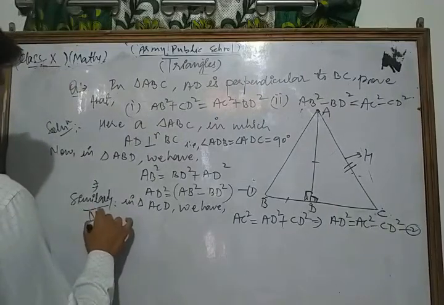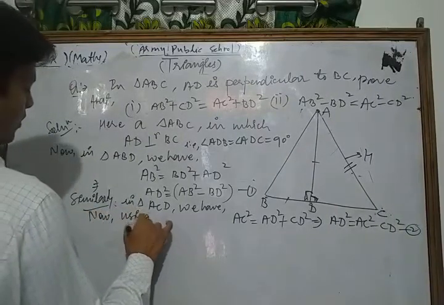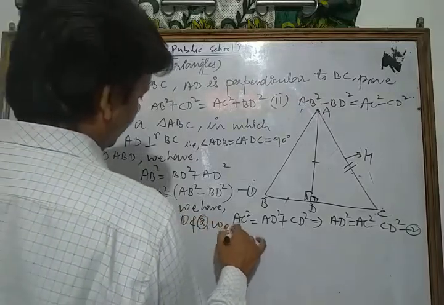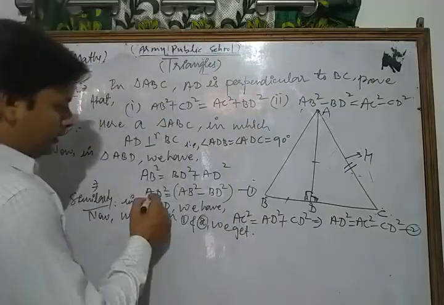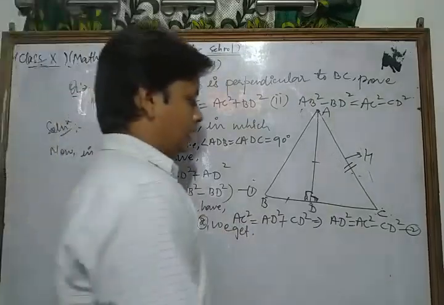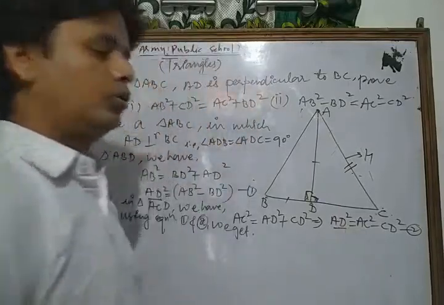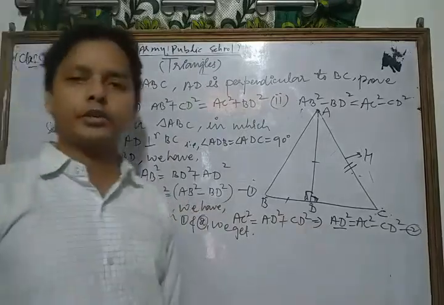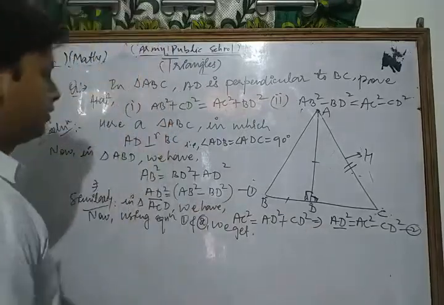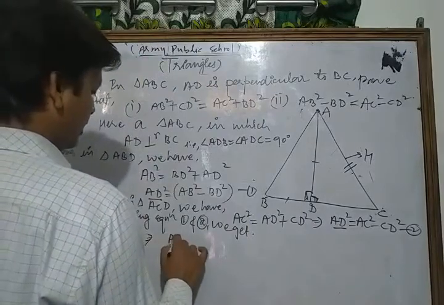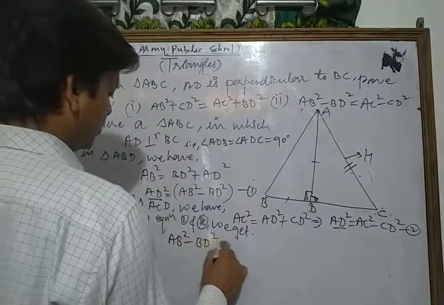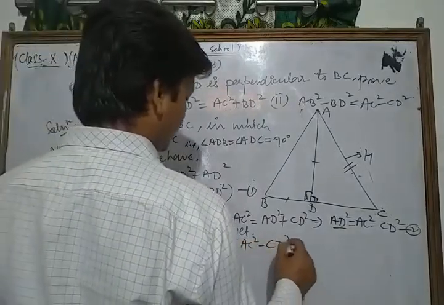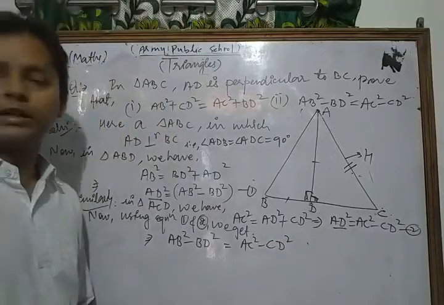Now using equation 1 and 2, we get, let's see, this is AD square, this is also AD square, so we eliminate the AD square, meaning we put the value of AD square from this equation into that equation when equating both the equations. So we get AB square minus BD square is equal to AC square minus CD square.